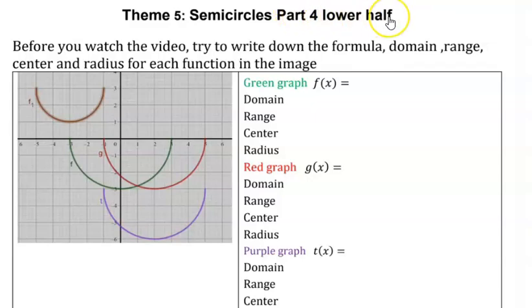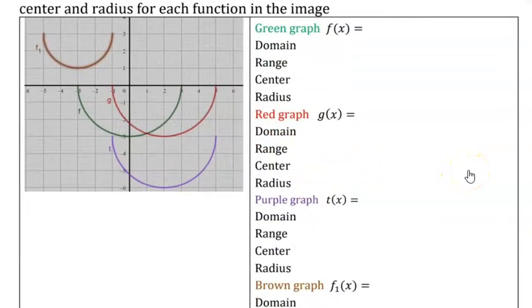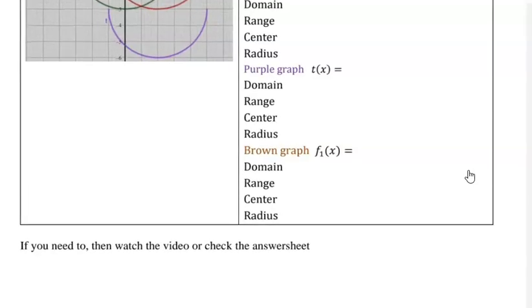That's actually the fourth part of the semicircles with exercises. In this case, it is the lower half circle. So I want you to look at this exercise before you watch the video. Try to write down the formula, the domain, range and center, as well as the radius for each function in the image. And then, when you are sure that you are okay with this, you can look at the answer sheet. If you are not sure, you can either look at the answer sheet or you can watch the video.